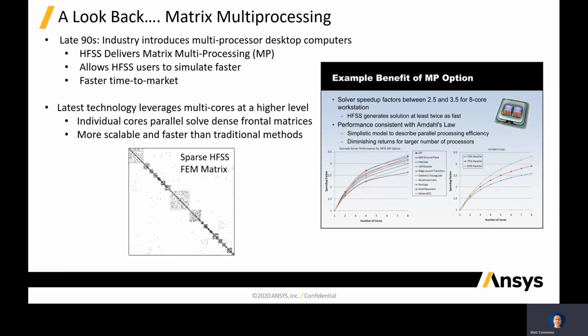Now, the latest technology leveraging MP basically takes advantage of multiple cores to solve the dense frontal matrices along the sparse HFSS matrix. You can picture it as something like this here, multiple cores, each one assigned to a particular dense frontal matrix, solving those frontal matrices in parallel. Now, the earliest technology could realize anywhere from 2.5 to 3.5 speed up, depending on problem size and cores or hardware, but it was somewhat limited.